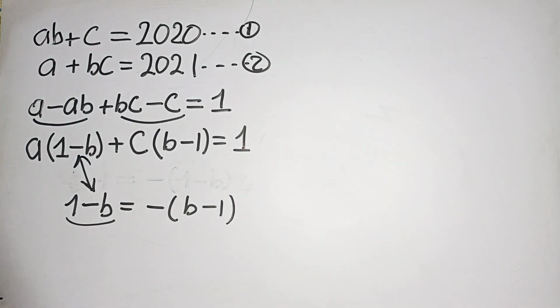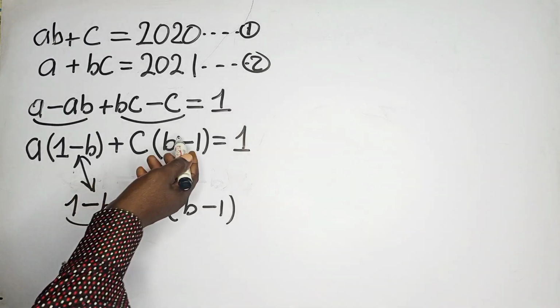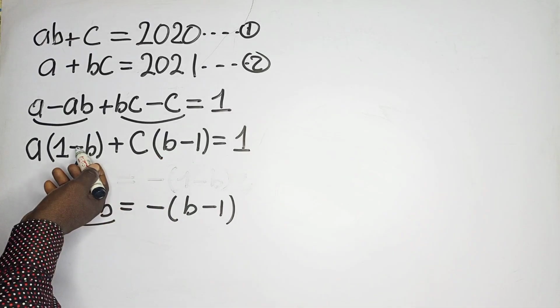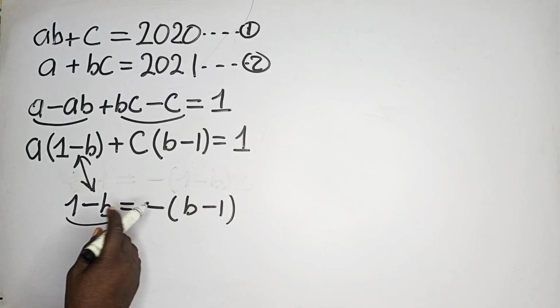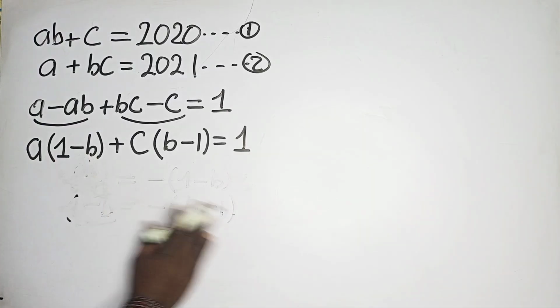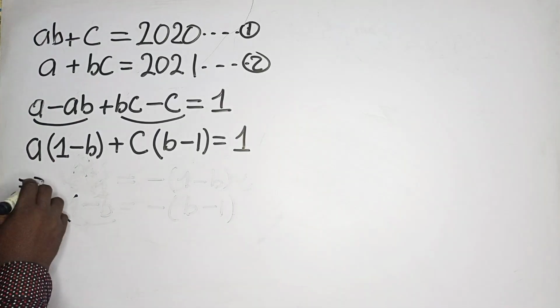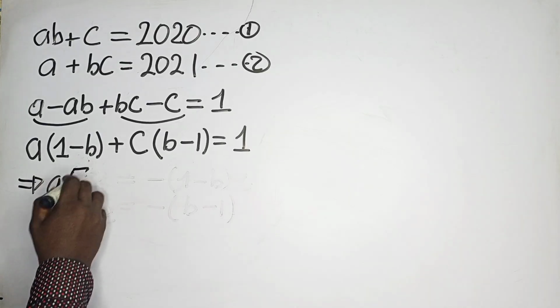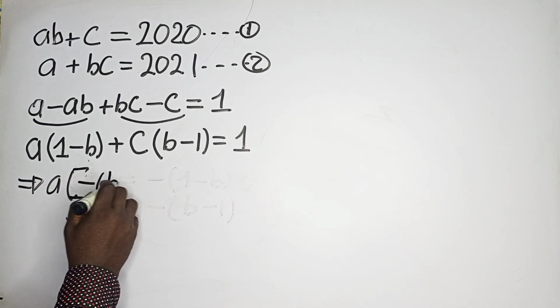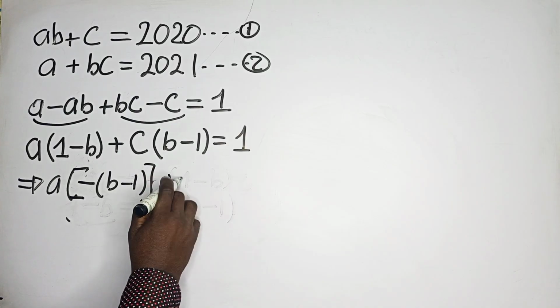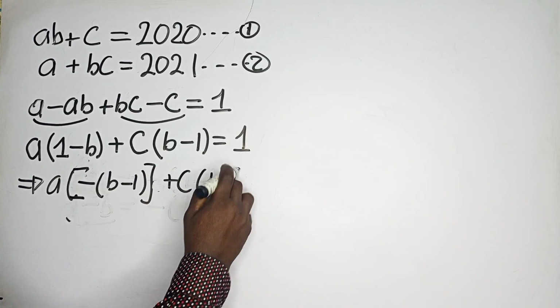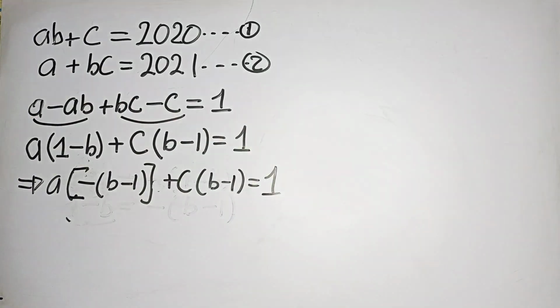We have not changed the equation fundamentally, but it's going to help us in our factorization process because we'll end up having b minus 1 here and b minus 1 there. Let's replace this with negative into b minus 1. So we obtain a into negative into b minus 1 plus c into b minus 1 is equal to 1. This is what we get.